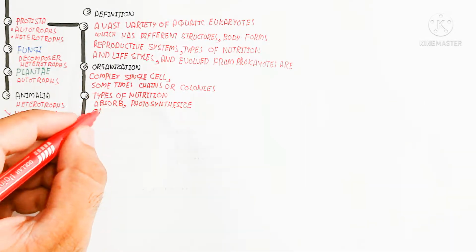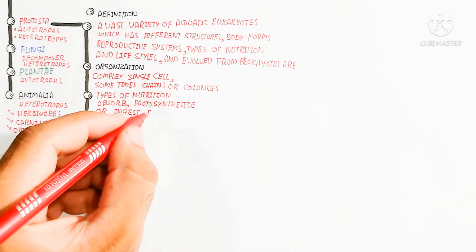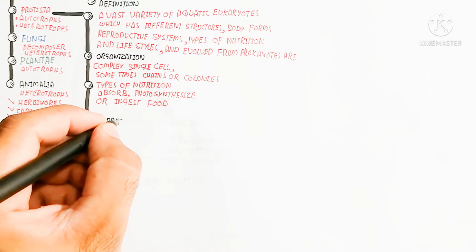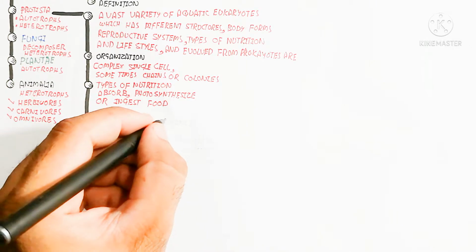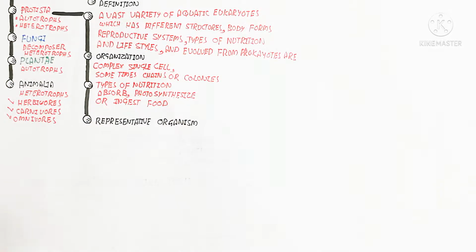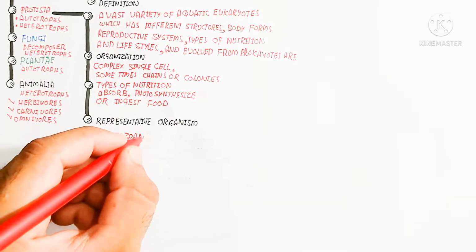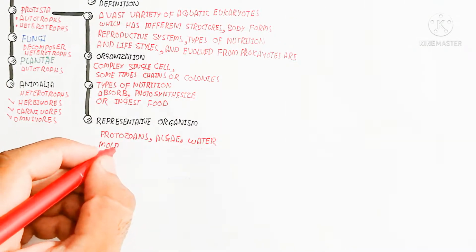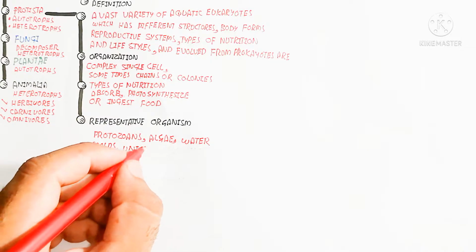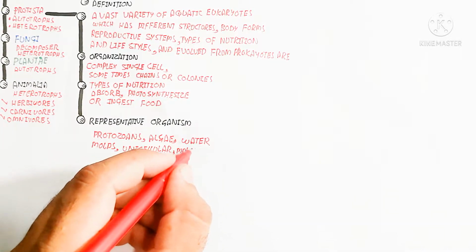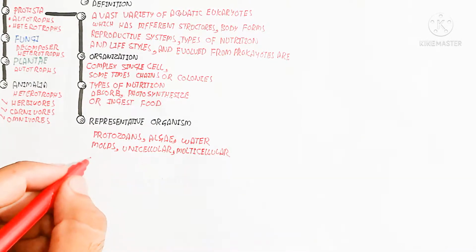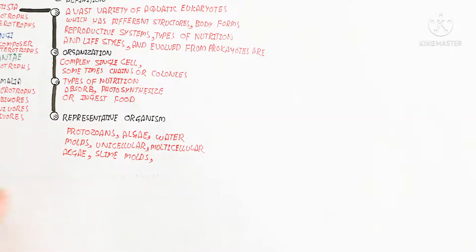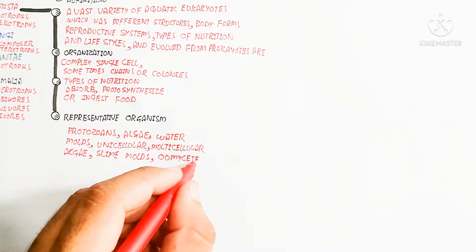Let's begin to understand the representative organisms. The protozoans, algae, water molds, unicellular and multicellular algae, slime molds, and oomycetes are all examples of these organisms. The protozoan means unicellular, algae are in the form of filaments, and water molds are basically fungus-like protists.